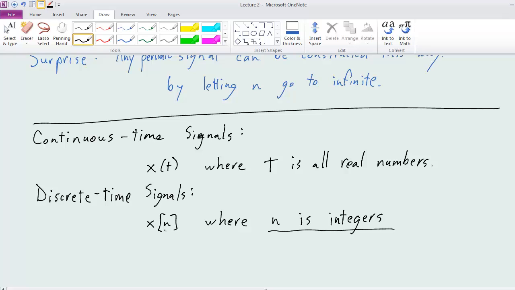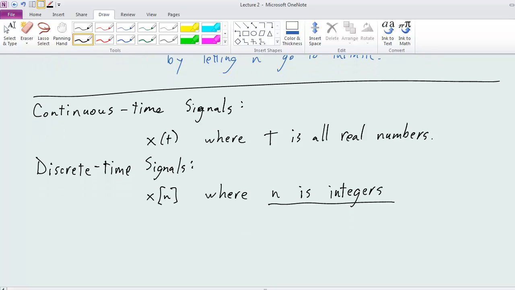In reality, you may have sampled a signal every 3 milliseconds, and so the numbers that you've recorded actually correspond to points in time that are 3 milliseconds apart. But by convention, we take that sequence of numbers and call it a discrete time signal, and the axis just becomes the integers. First sample, second sample, third sample, and so forth.